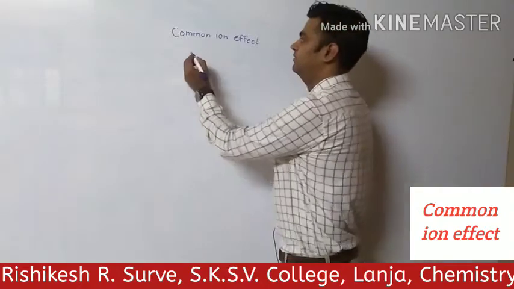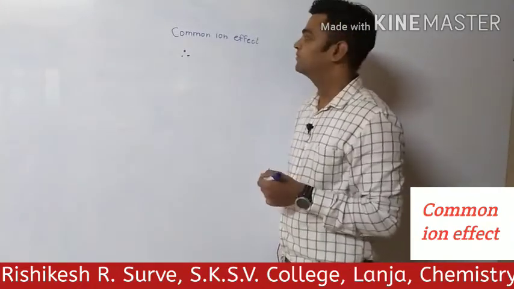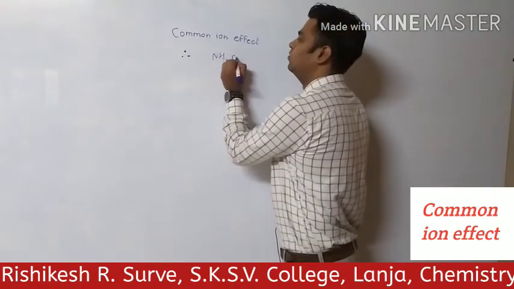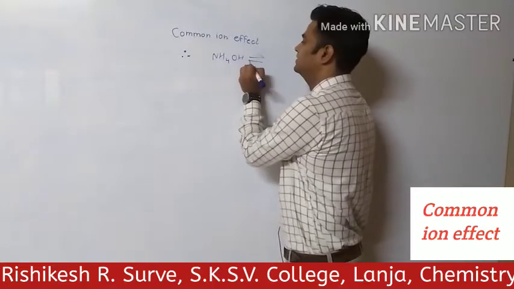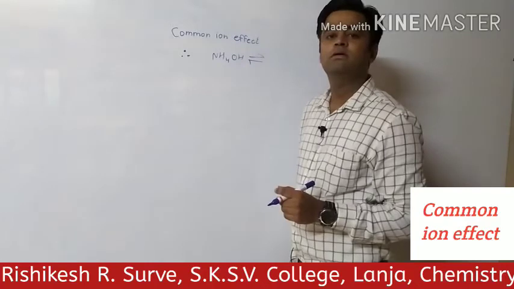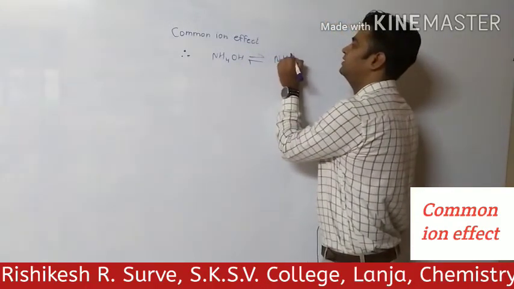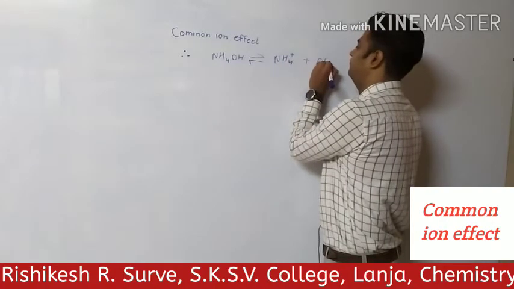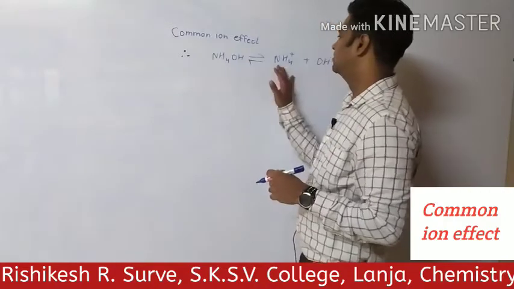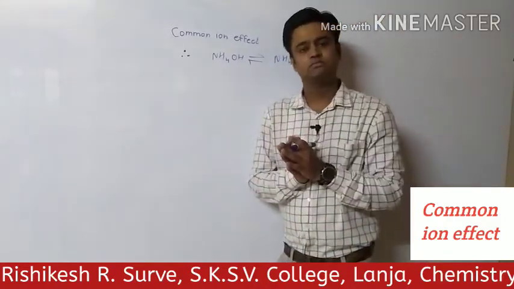Let us see an example that explains this term. Consider NH4OH. It is a base and it is a weak electrolyte. It will dissociate very feebly in water. That is, the concentration of NH4 plus and OH minus ions will be very much less in water.